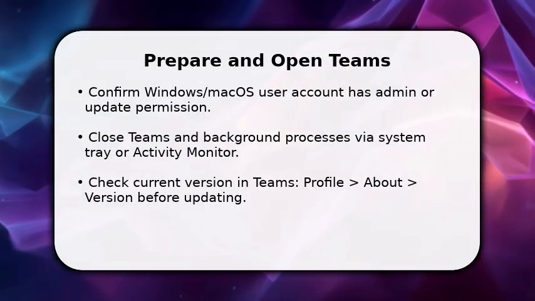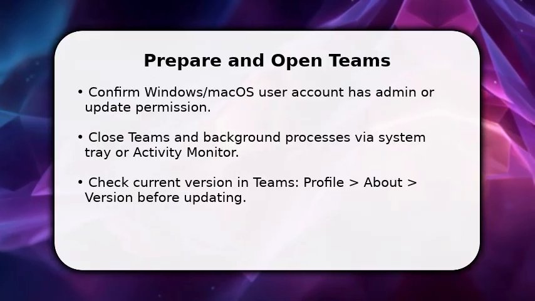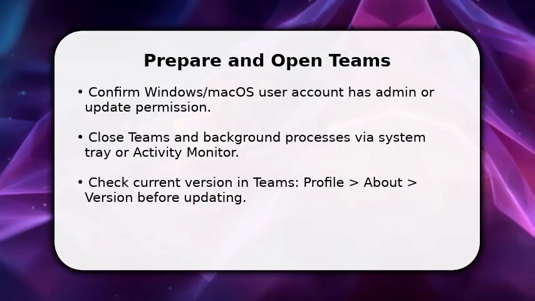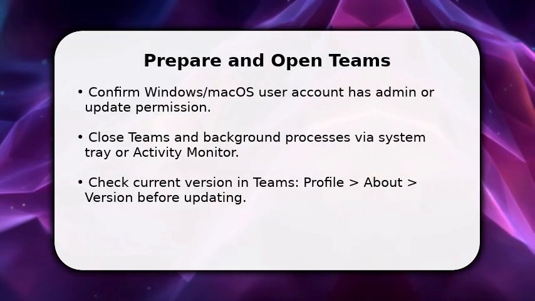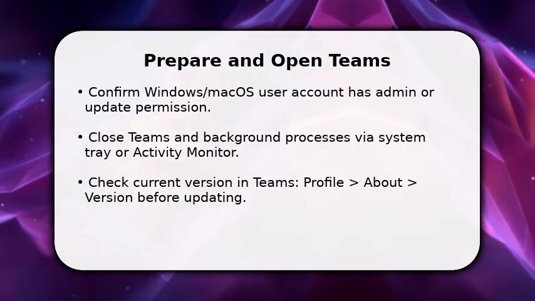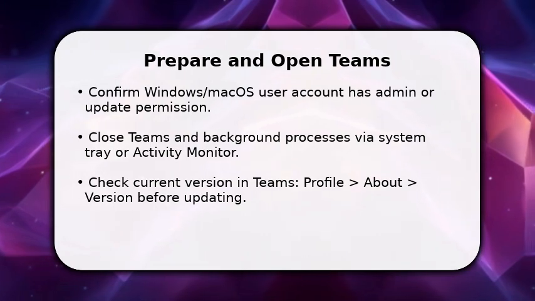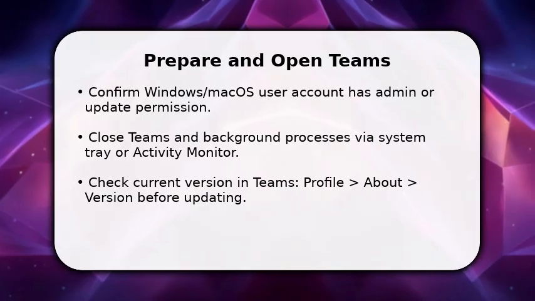Next, open Teams and check the current build under your profile. About version so you know if an update is needed. While you're here, make sure other apps aren't blocking network traffic and that you have a stable Wi-Fi or Ethernet connection. Now trigger the update through Teams itself by opening your profile menu and selecting Check for Updates.